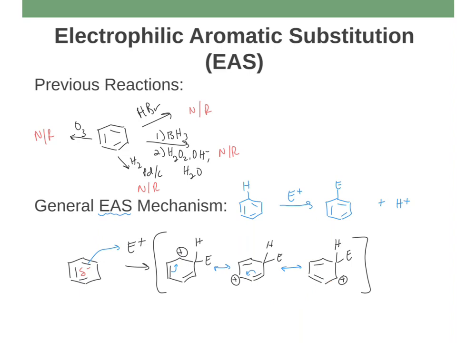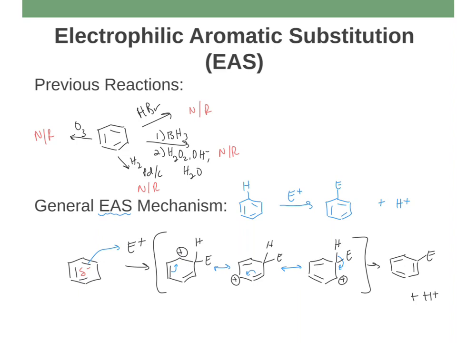So in my last step, we're just going to lose a hydrogen so that we make that double bond again, and now we are aromatic once more. All right, so now I'm aromatic again. That electrophile is still on there, but I released an H+. So these reactions just, again, replace a hydrogen with whatever that electrophile is.